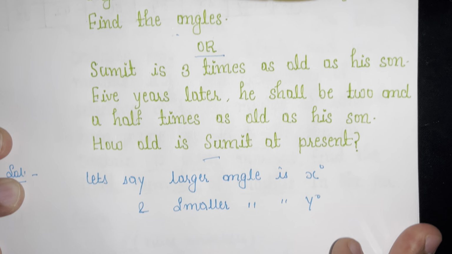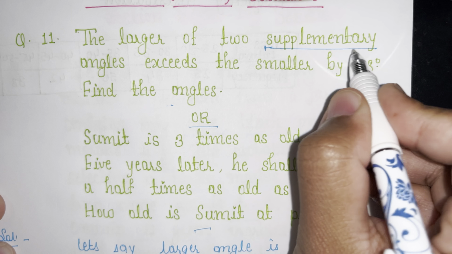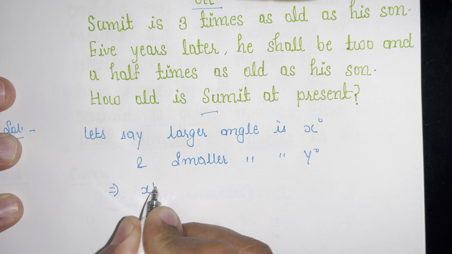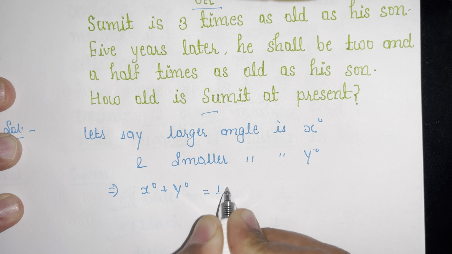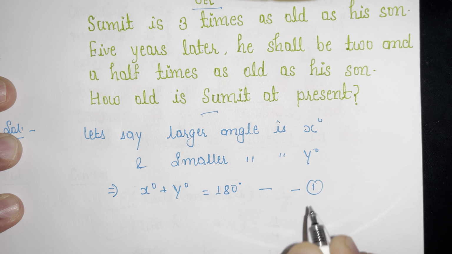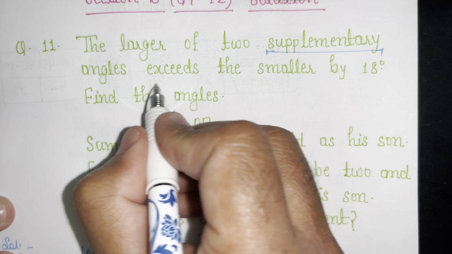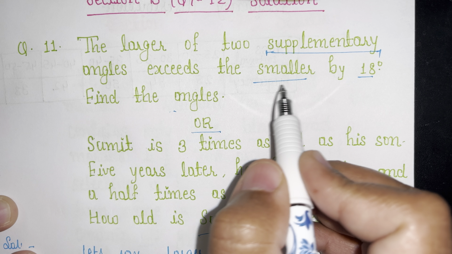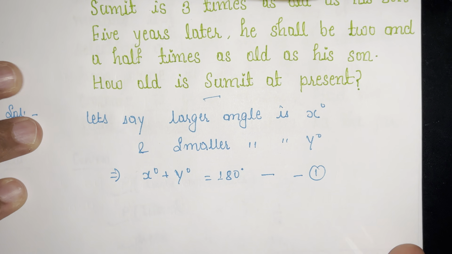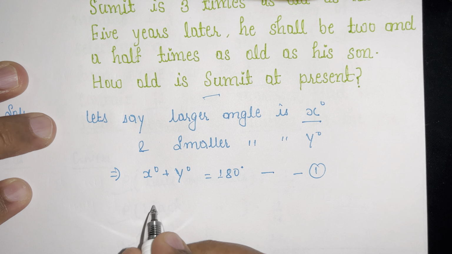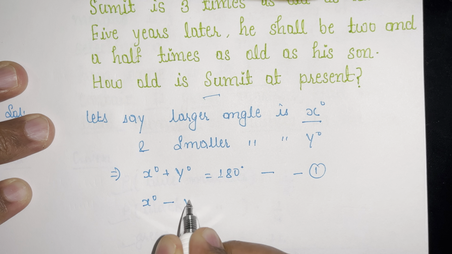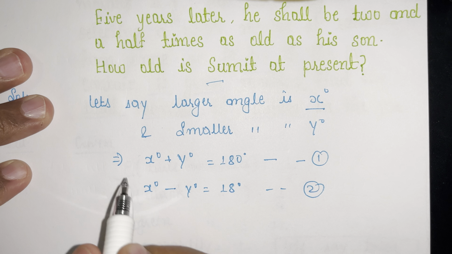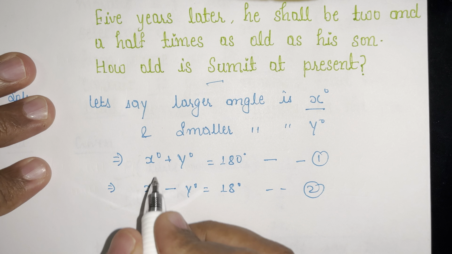Okay, so we know that the sum of angles for supplementary angles is 180 degrees, right? So that means X degrees plus Y degrees will be 180 degrees. Let's assume this is equation 1. The second part given is that the larger exceeds the smaller by 18 degrees. That means the larger angle X minus the smaller angle Y will be 18 degrees. Let's say this is equation number 2. By solving these two equations, we can find both the angles X and Y.